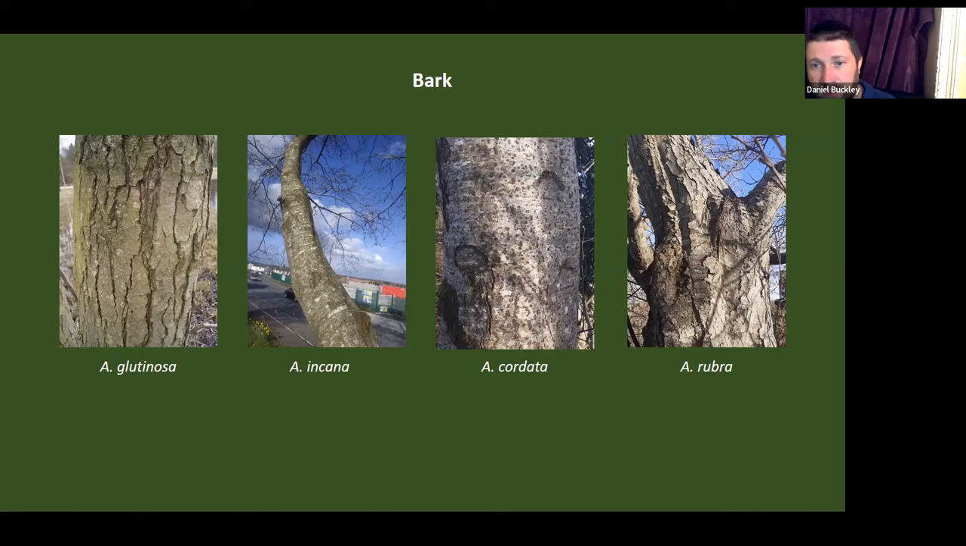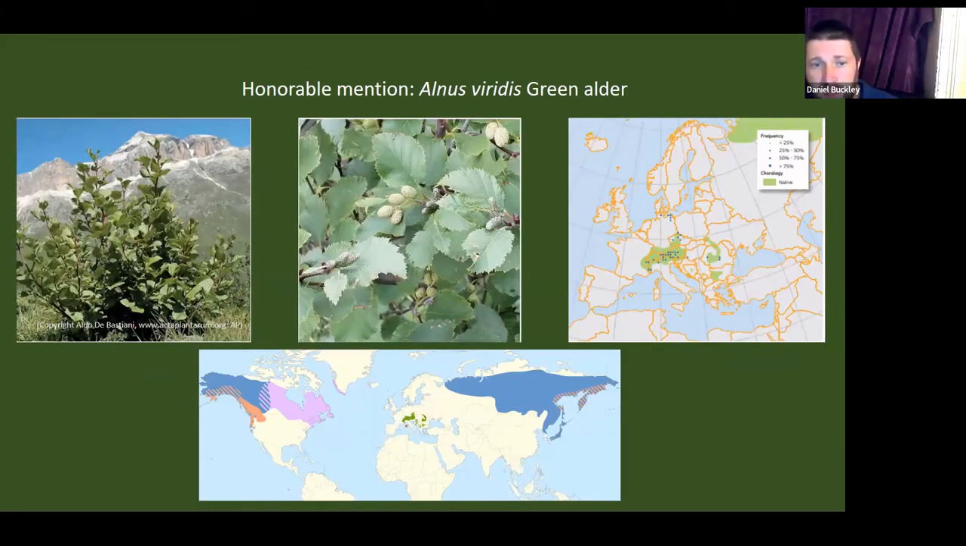So that's the bark. Those are the main features you can use to identify those three non-native species in comparison to glutinosa. I'll just briefly mention Alnus viridis, the green alder. It's another non-native species that you might come across in Ireland. It's mentioned in Webb's Flora, but there are no records in the BSBI database for Ireland. It has been recorded in Britain.